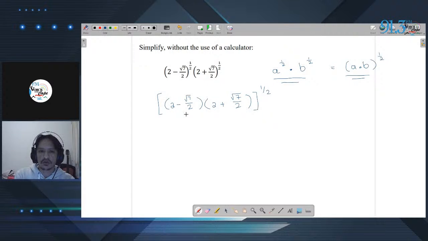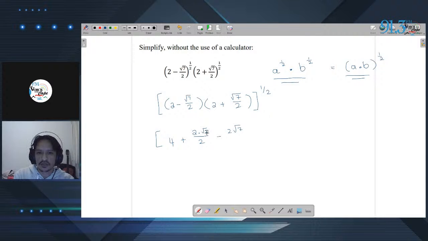Now, we first do our BODMAS. Let's solve everything within the brackets first. So this is going to give us 2 times 2 gives me 4. 2 times square root of 7 over 2 is just going to give me plus square root 7. Maybe I should show you why that is. I don't want to skip a step. So it's basically like saying 2 times square root 7 over 2 minus 2 times square root 7.